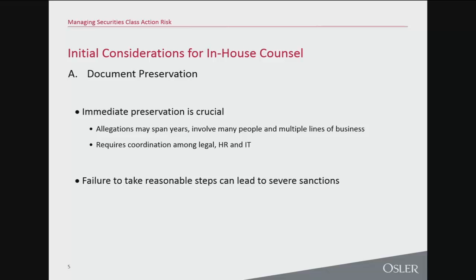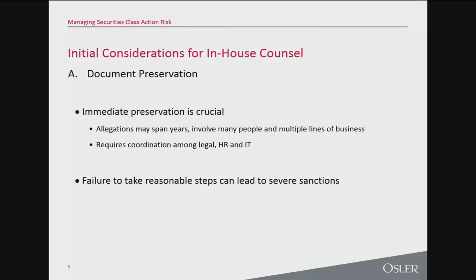But immediate document preservation can be crucial in defending a securities class action, because the allegations in these types of actions tend to span several months or years, tend to involve a large number of employees and directors, potentially multiple lines of businesses, and it can occur in circumstances of great upheaval for the company, which often coincide with layoffs or departures of key employees.